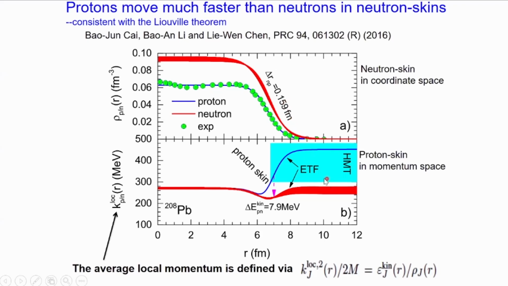Correspondingly, if you use just the extended Thomas-Fermi gas model, we can see that there is a proton skin in momentum space. Namely, protons in the neutron skin will move much faster than neutrons. We can give a quantitative measure of how big this proton skin is. So there is this correspondence between a neutron skin in coordinate space and a proton skin in momentum space. Hopefully, by studying a combination of these two, we can learn more about the internal interaction of nucleons inside asymmetric nuclei.